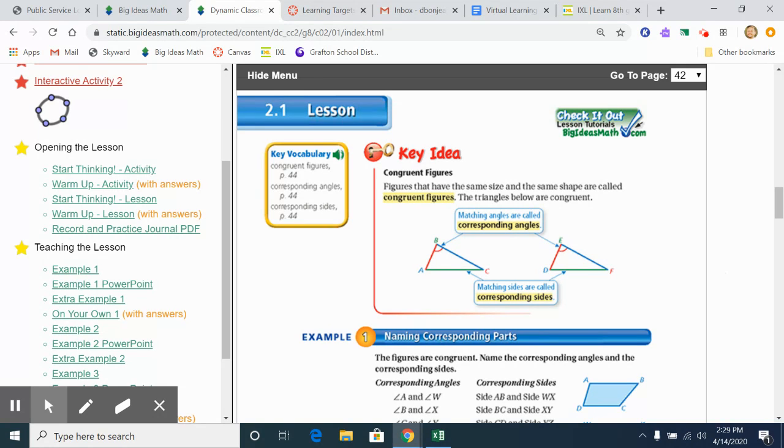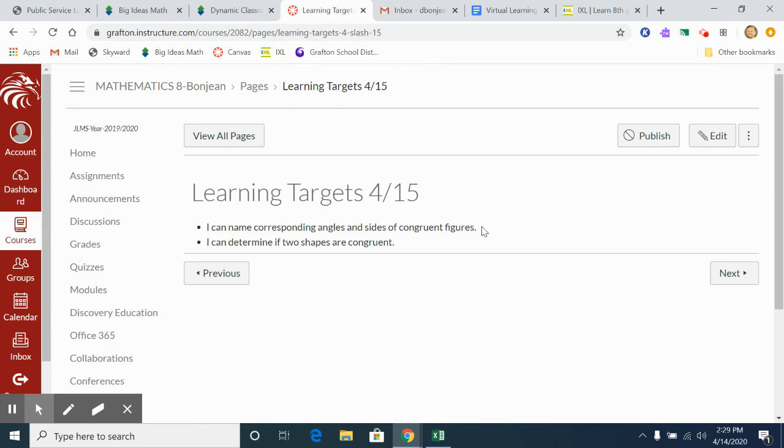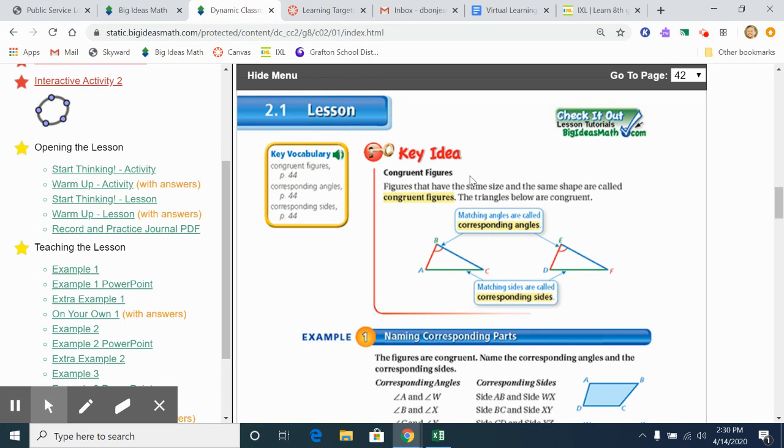First things first, let's write down our learning targets so we understand what we're doing. One of those learning targets, the first thing that we're going to do, is: I can name corresponding angles and sides of congruent figures. So let's start with that. That's the learning target I want you to write down, and let's see if we can meet that.